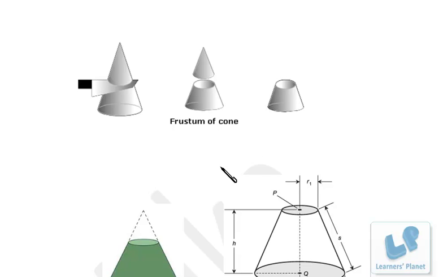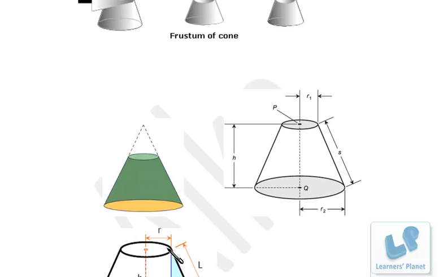Now surely a frustum of a right circular cone has two unequal flat circular surfaces and a curved surface, right? This is a circular surface, this is a circular surface, but they are unequal, and this, the dark green color, is the curved surface, right?